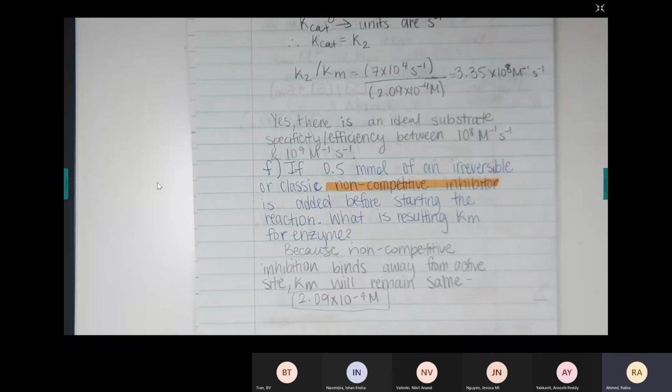So if it was a competitive inhibitor, your Km would change. Also, if it's an uncompetitive inhibitor, then the Km would change. And also if it was a mixed inhibitor. So for the competitive inhibitor, the Km would increase. For the uncompetitive inhibitor, the Km would decrease. And for the mixed inhibitor, it would either increase or decrease because it's mixed.